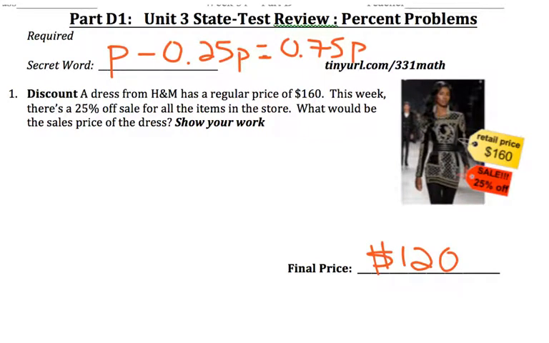Your secret word is actually an equation, p minus 0.25p equals 0.75p, which is just me reminding you that all of our work with percents can be represented with expressions and equations. So let's see how you're doing with percents, check the answer key, and then stick around for whatever you might need.